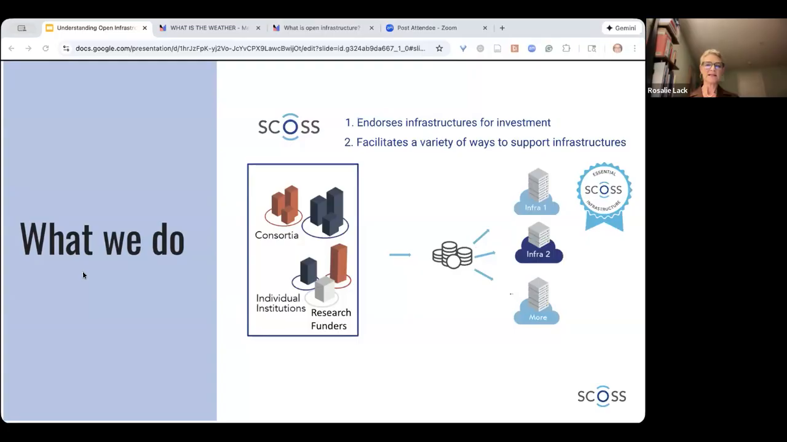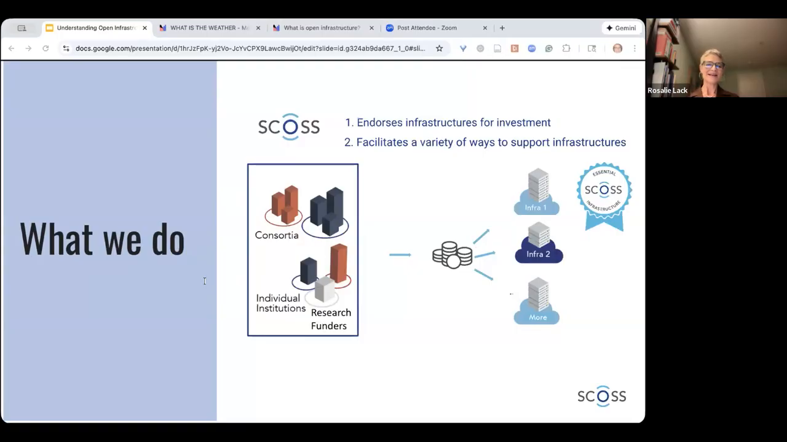The idea is that SCOSS does not give out funds. We're not a funder, nor do we take in funds. We are a facilitator between the funder who could fund an infrastructure and the infrastructures, with the goal that we will help to make that relationship between the two parties, and that will continue long term. Well, you're always a member of the SCOSS family, but the relationship continues long term.